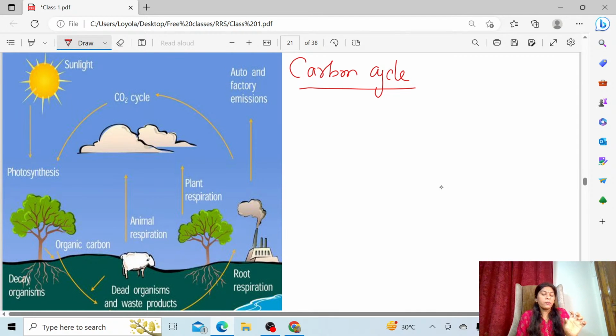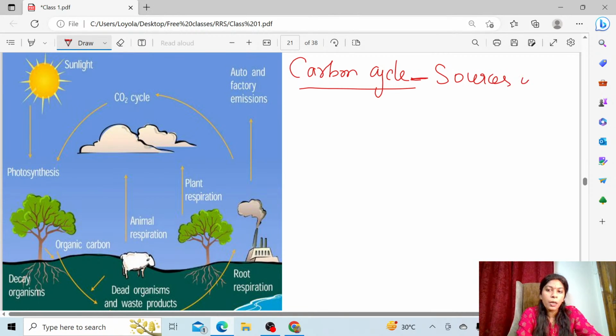You put 4, mainly 3 cycles only we are going to discuss today. Carbon cycle, and then we will be discussing about nitrogen cycle and sulfur cycle. In the tabular column, you are going to write the sources, how carbon is given out into the atmosphere. Sources of carbon. Okay, for that, first one is by plants.